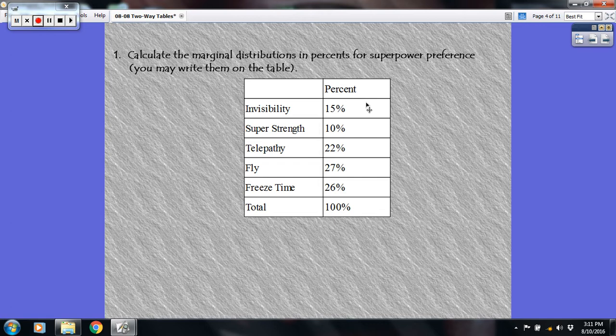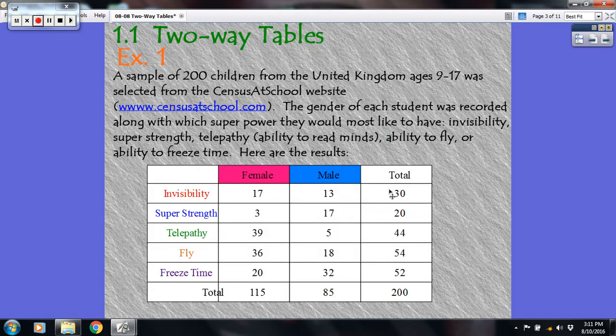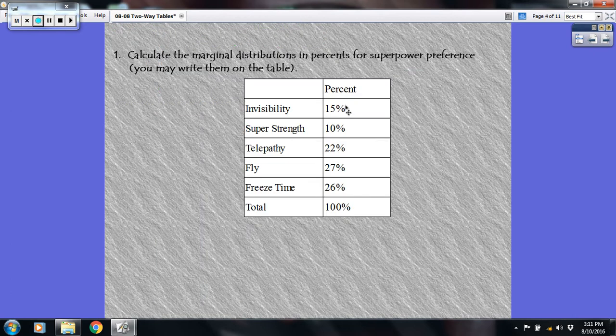So when 30 out of the 200 preferred invisibility, that produces 15% of the entire group preferring invisibility, and so on and so forth. This marginal distribution is going to allow us to compare the conditional distribution to it later on in order to see whether or not another variable has an effect here. Does it matter whether the student is male or female as to which superpower they picked?